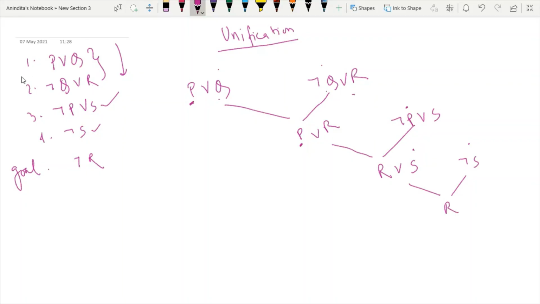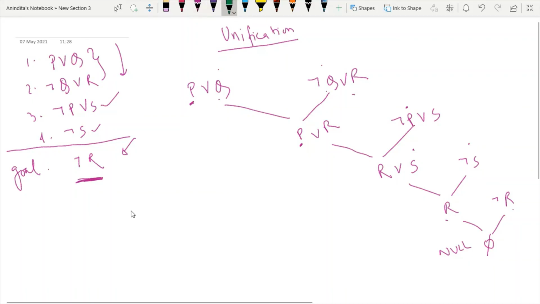And now, whenever your facts are over, we have to consider the goal. After negation, our goal is not R. So I will pick the goal. Our goal is not R, and as a result I will find phi, because literal R and not R will be cancelled out. This phi is known as null. So at this point, what we have concluded, now pay attention to this point.